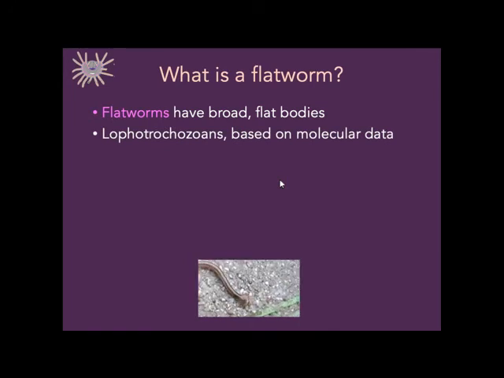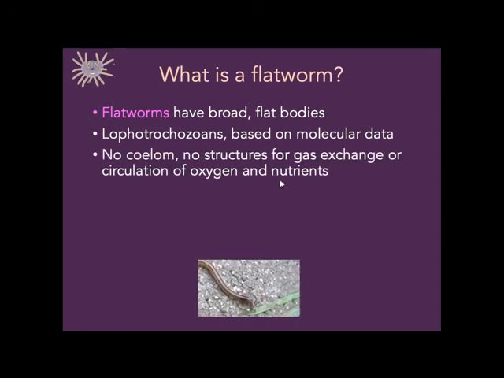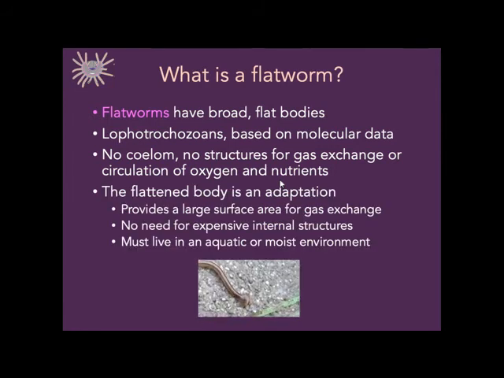We know that flatworms are Lophotrochozoa based on molecular data. They have no coelom, so they're acoelomates. They're just a solid chunk of worm. They don't have any structures for gas exchange or circulation of oxygen and nutrients. They just absorb it through the body. So the body being so flat and skinny is an adaptation that gives them lots of surface area for gas exchange, and also saves them from having to make all these internal structures to do that. But the trade-off is that they have to live somewhere aquatic or moist, or they would dry out.